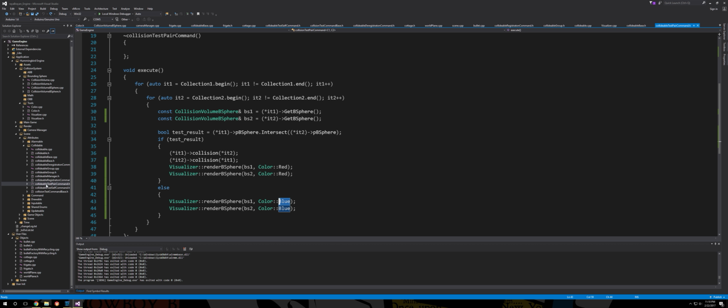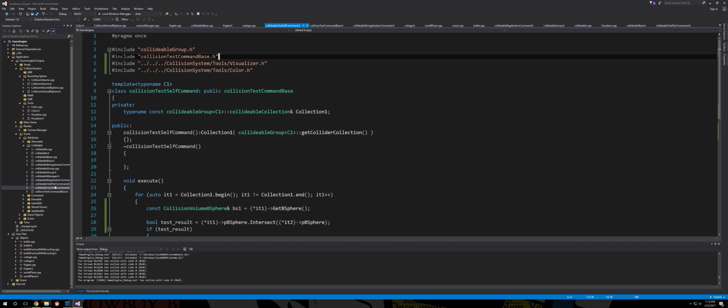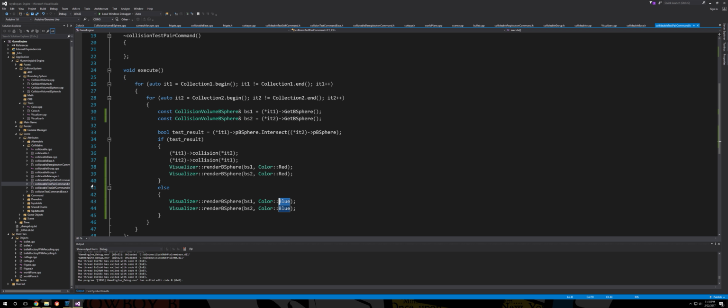That in turn is used by the collidable test pair command or the self command in order to determine if collision has been met, and that will call the two objects' collision calls, as well as change the visualizer from red to blue depending on whether or not they touch or not.